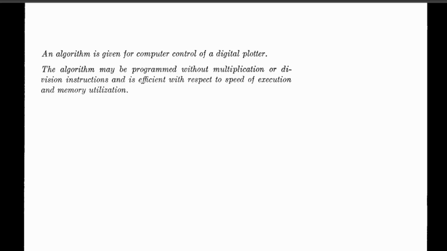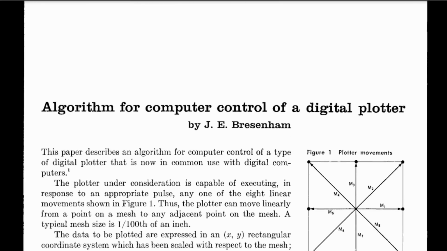And well, of course, this was an algorithm for a digital plotter. It says that the algorithm was designed to not use any multiplication or division instructions, and this is very important on early CPUs because those instructions were very expensive. Division still is to some degree.